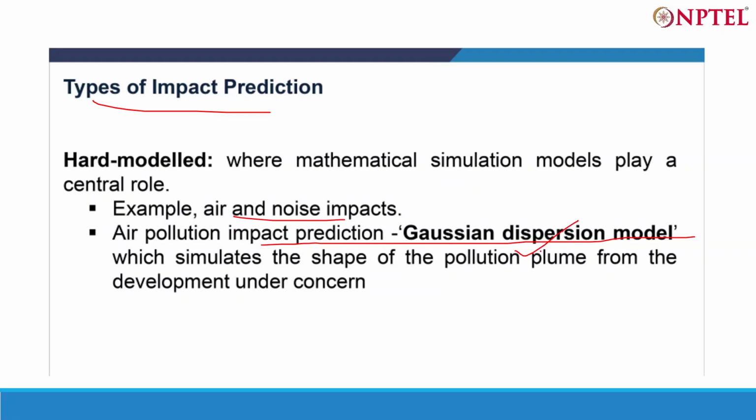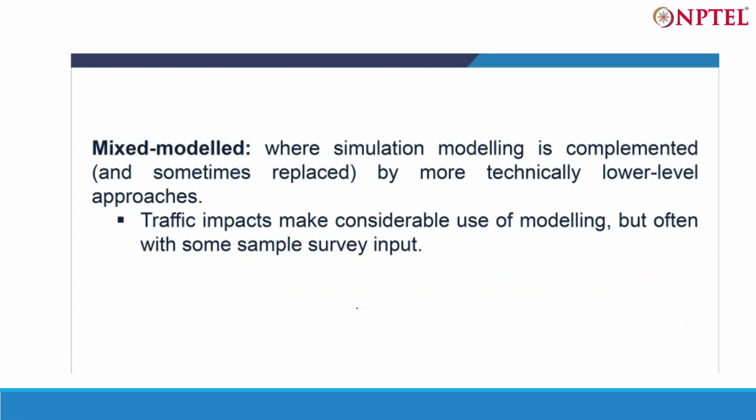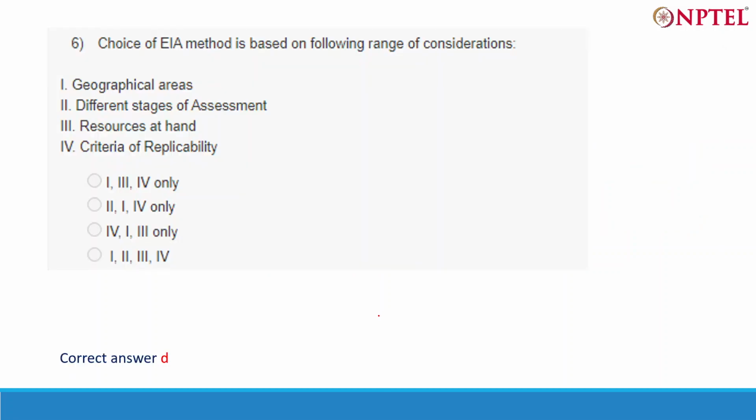The Gaussian dispersion model is one of them, which simulates the shape of the pollution plume. Then we have the soft model, where the use of mathematical simulation modeling is virtually non-existent, like cultural resource assessment, mapping, inventories, perception studies, photo images, use of GIS, like overlay type of things. And we have the mixed model, where simulation modeling is complemented by more technical lower-level data, like traffic impacts. So learn more about these impact factors, emission factors.